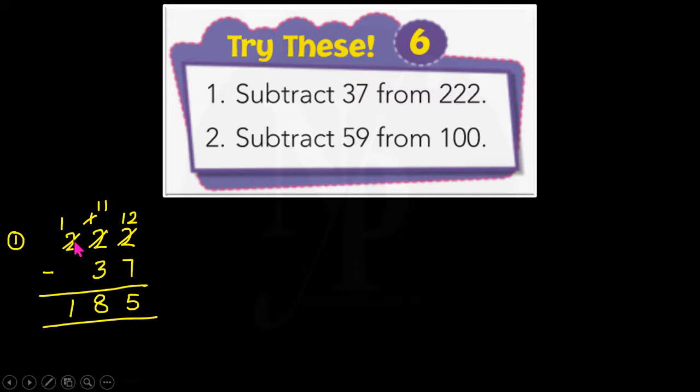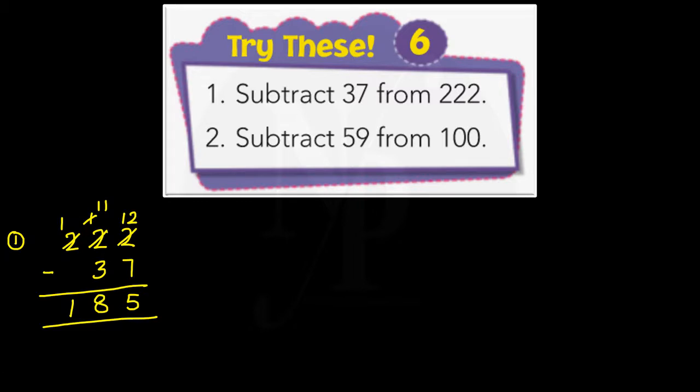And here in the hundreds column we have 1, or 100, and we don't have any digit in the second number here to subtract. So in the hundreds column we have 100 left here. Therefore the difference we obtain is 185. Now let us move to the second question.